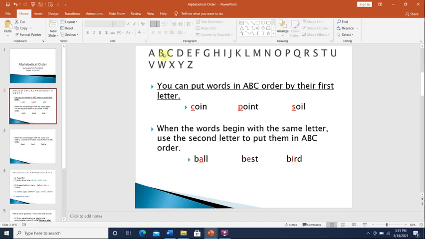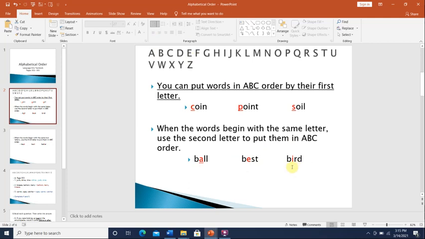Okay, and we also look to the order of the ABC to see which letter comes first. Of course, A is the first letter of the alphabet, so the first word would be ball. After that, we have E and I. We know E comes before I, so the next word would be best. And the third word, of course, will be bird.